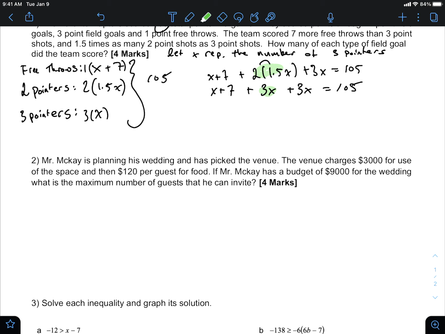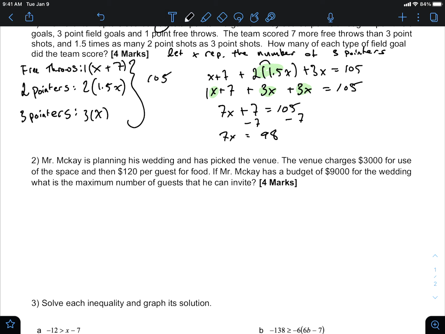And now you can collect like terms. x, x, x. How many x's do you count? Yes, Elizabeth? 7. I think 7 as well, right? I'm going to have 1x plus 3x plus 3x. That's going to be 7 x's plus 7 has to equal 105. Now you're just going to solve for x. So let's subtract 7 from both sides. So 7x is going to equal 105 minus 7, which will be 98.